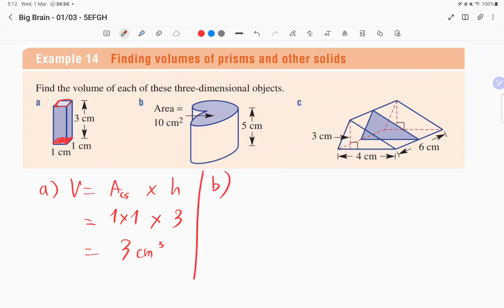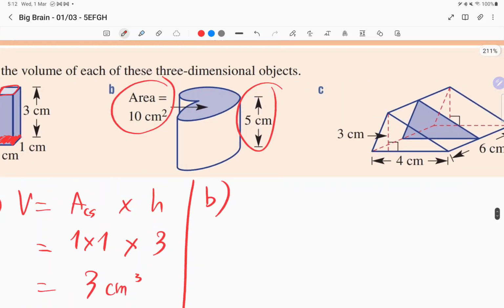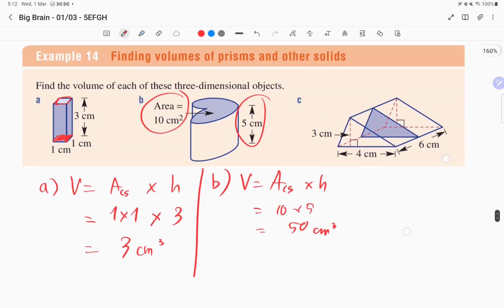The volume is the surface area times the height, and they already gave you the surface area. Now this is an irregular shape, so you don't know how to calculate this area here, so this just gives you the area straight away. So volume is the area of the cross section times the height, and that would just be 10 times 5, which is 50 centimeters cubed. Just multiply the two values together. Any question? No? Okay. Last one.